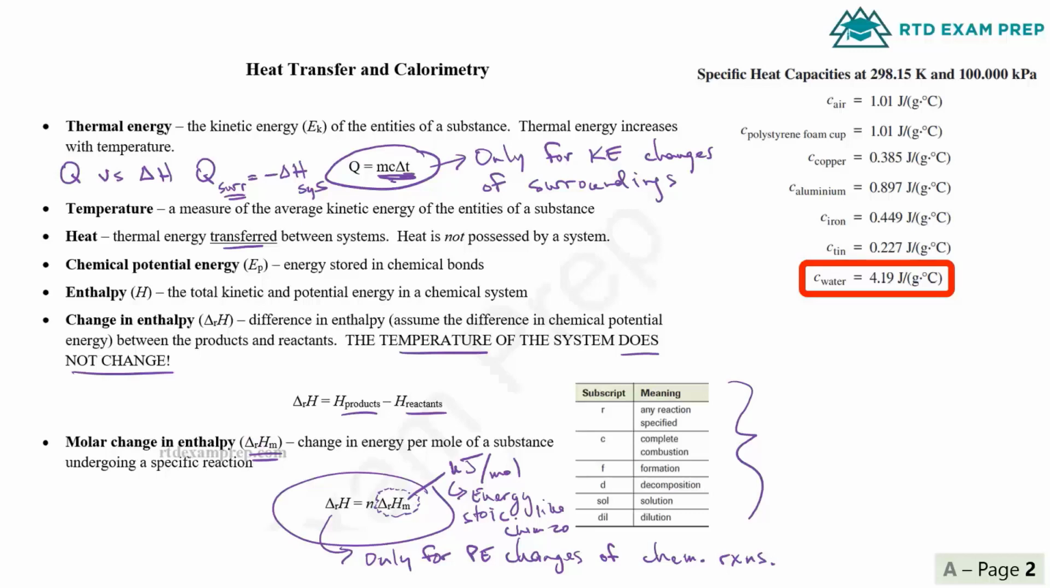If it was a combustion, we would use C. If it was a formation, we'd use F. If it was a decomposition, we'd use D. And if it's a dissolving process or a solution process, we'd use SOL. And if it was some kind of dilution, we'd use DIL. And of course, don't forget that this M is referring to molar.